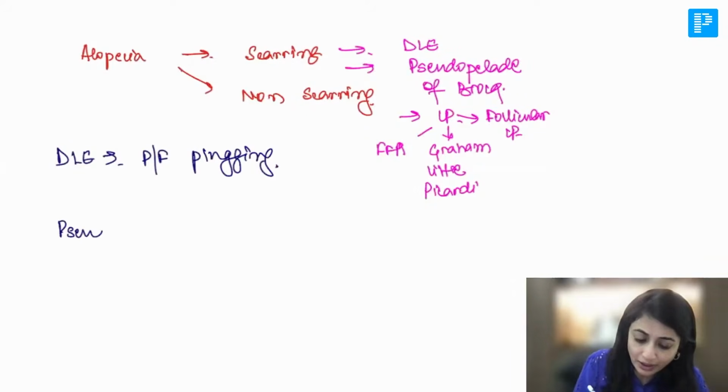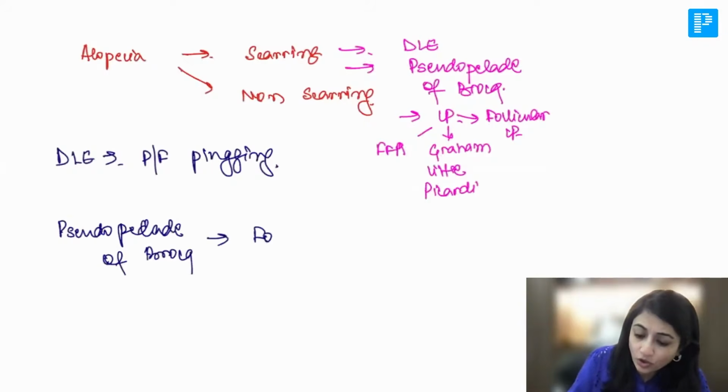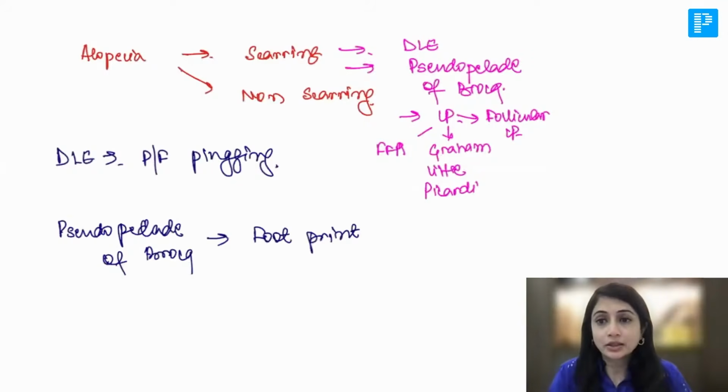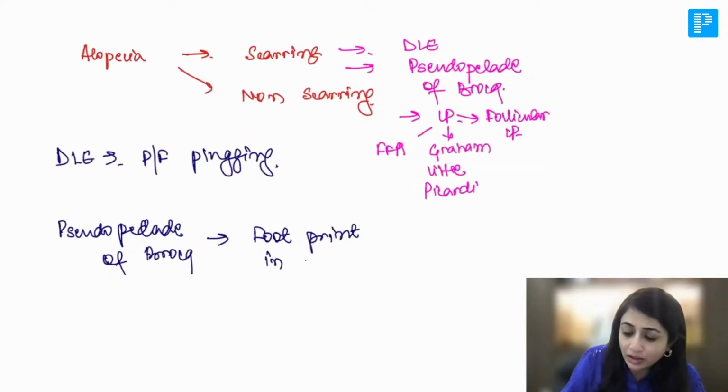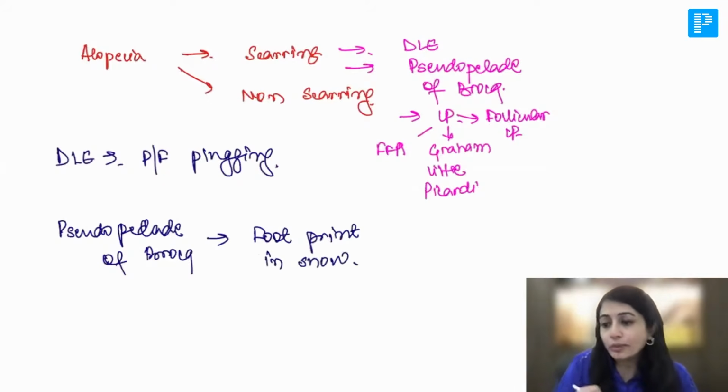Pseudopelade of Brock, you rightly said, is associated with the footprint in snow appearance. It is an idiopathic condition where you do not see any inflammation, you just see patches of cicatricial alopecia, and the appearance is footprints in snow, right?